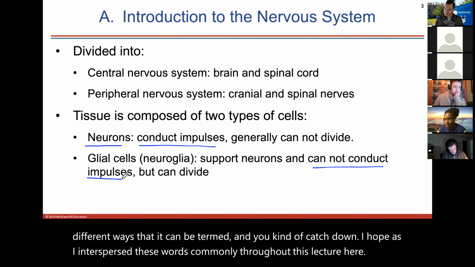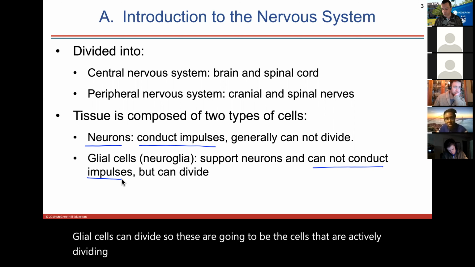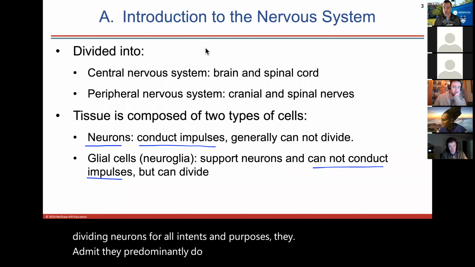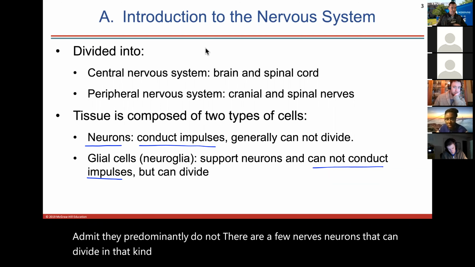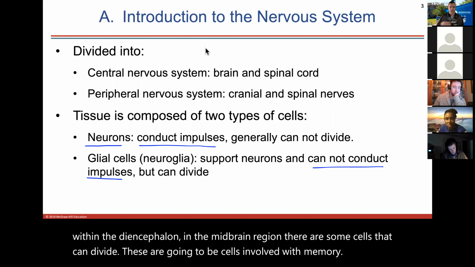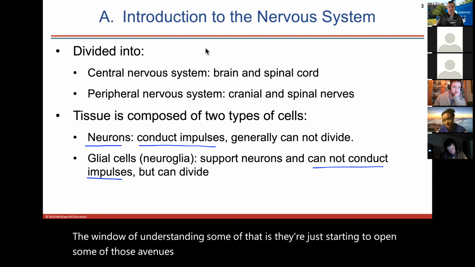Glial cells can divide, so these are going to be the cells that are actively dividing. Neurons, for all intents and purposes, predominantly do not. There are a few neurons that can divide in that hippocampus, parahippocampal region there. Within the diencephalon and the midbrain region, there are some cells that can divide. These are going to be cells involved with memory. And the window of understanding some of that is they're just starting to open some of those avenues. So there's still a lot to kind of learn here.